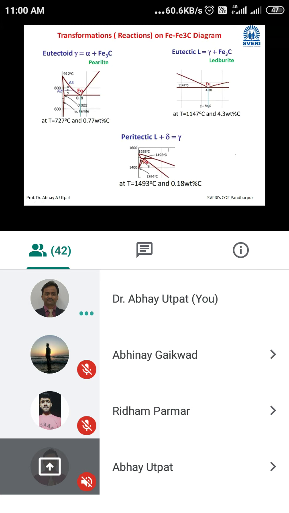Next, third thing. I have explained the phases: ferrite, cementite, austenite. Then I explained the temperatures. Now I am going to explain the transformations, and then we will stop. I have cut and pasted the same diagram here with three different reactions. You can enlarge the screen and see.